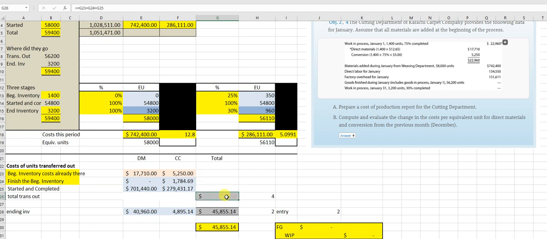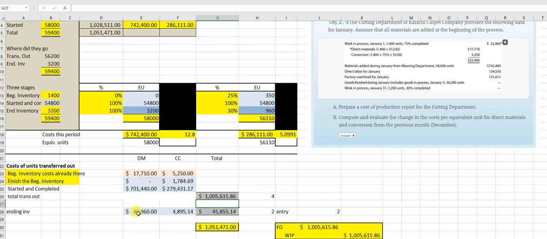Okay, I could just say, all right, all of my transferred out costs are those 6, which is $1,005,615.86, my total cost transferred out. So notice that is my journal entry, debit finished goods, credit WIP. I'm transferring them out of WIP to finished goods.